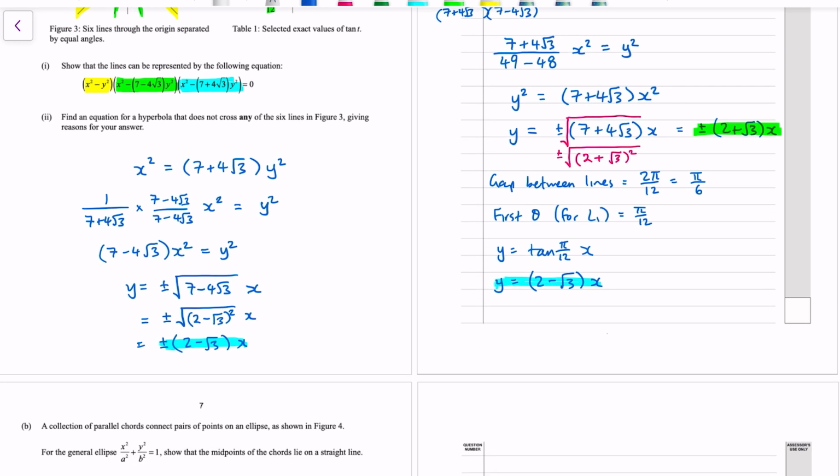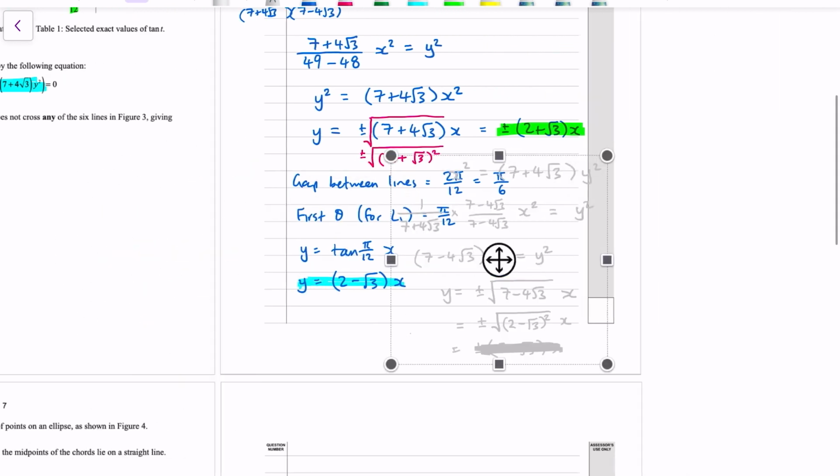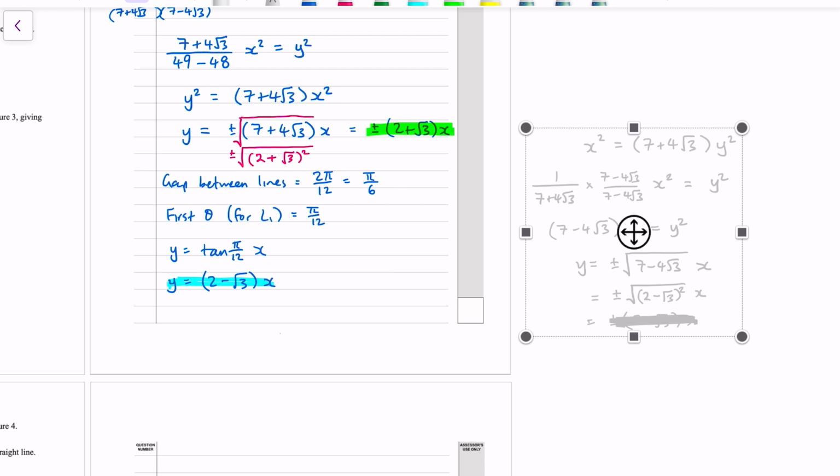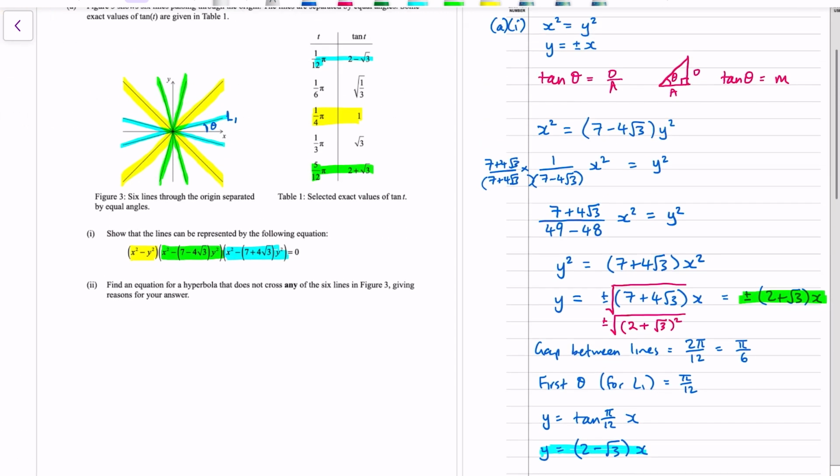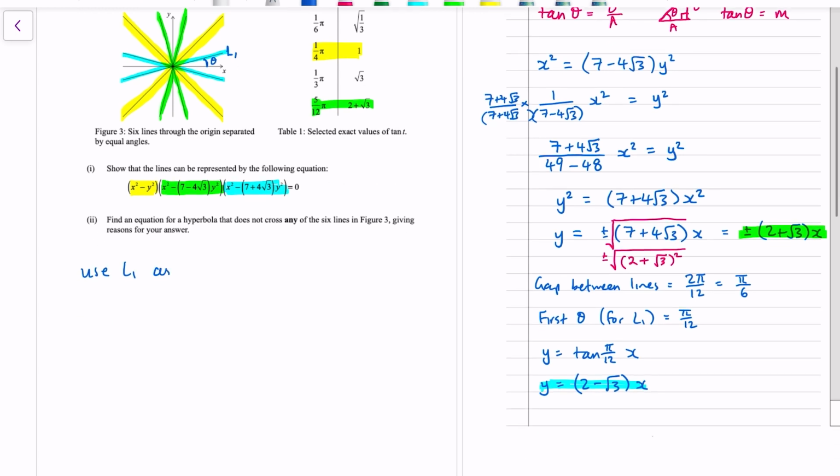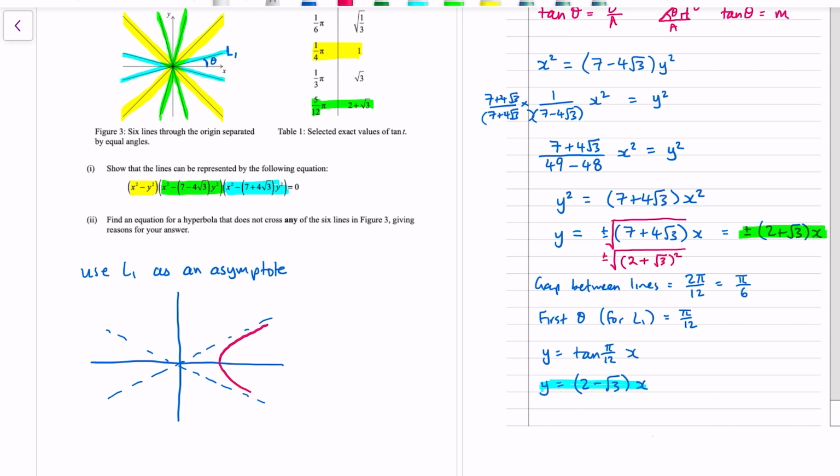Now we've got to find an equation for a hyperbola that doesn't cross any of the 6 lines. So now that we know which line is which, we can just set 2 of them to be asymptotes. So if I use L1, for example, use L1 as an asymptote. Okay, if we draw a hyperbola where the asymptote is L1 and the other asymptote's minus L1, or L1 reflected in the x-axis, we want a hyperbola that's stuck between them.